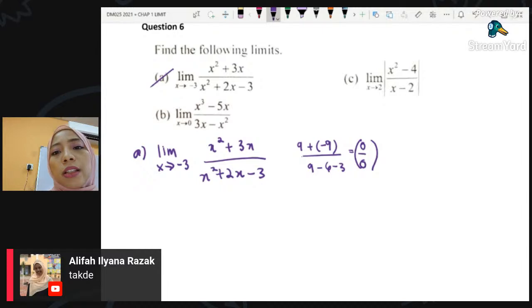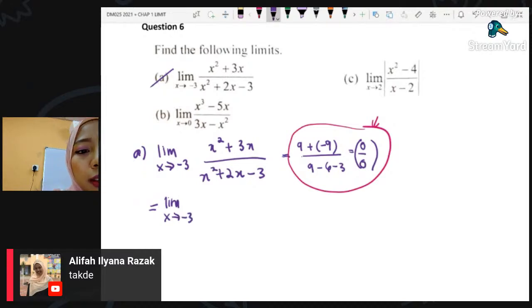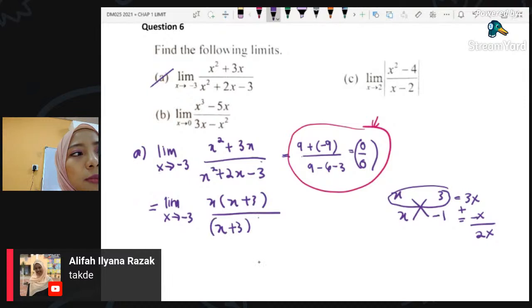You don't need to show this. Maybe you can just scribble. This is not part of the solution, but you can scribble so that the examiner knows that you checked. But the crucial part is here. Limit x approaching -3, now you factor out x plus 3. There must be one of these that you can cancel out. So I know one of them must be x plus 3. What makes x square? x times x. What makes negative 3? 3 and 1, but one of them must be negative. Since I want x plus 3, it must be like this. Then cross multiply: 3x and negative x will give you 2x, which is the second part here. So this is basically x plus 3 and x minus 1.